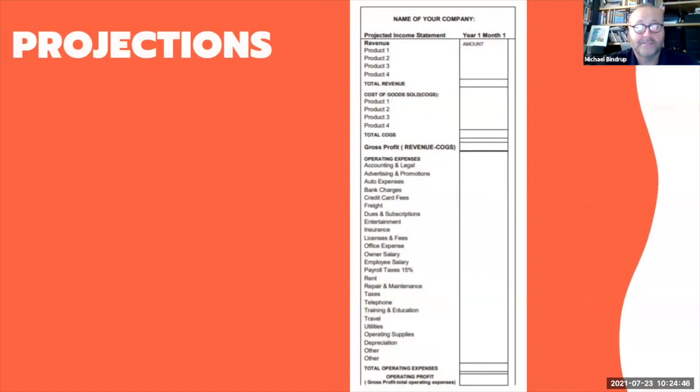Now, projections. This is a rudimentary income statement, okay, or profit and loss statement. In this, we show our revenue. What do we project for revenue? If we're a restaurant, I want to look and say, how much in food am I going to project in selling? How much in beverage am I going to sell? If I have a liquor license, how much in alcohol sales do I have? How much in catering do I have? And break those down.